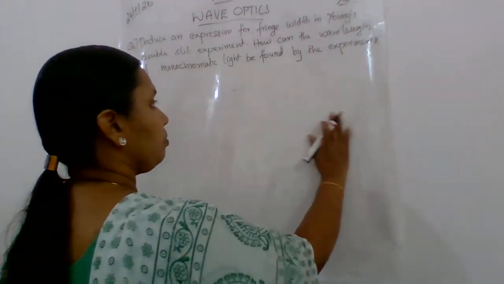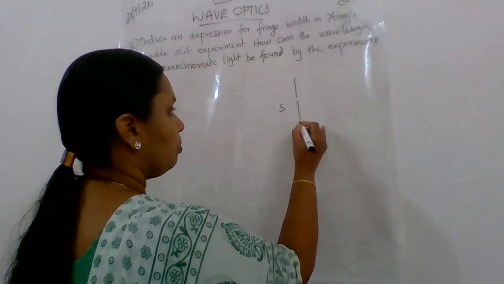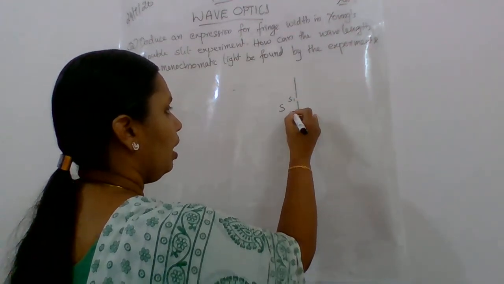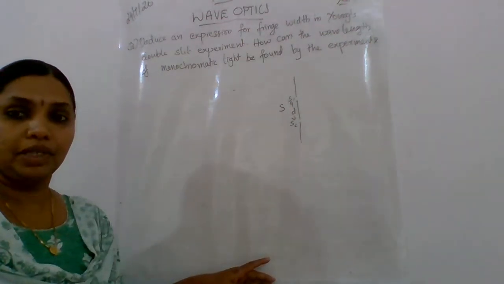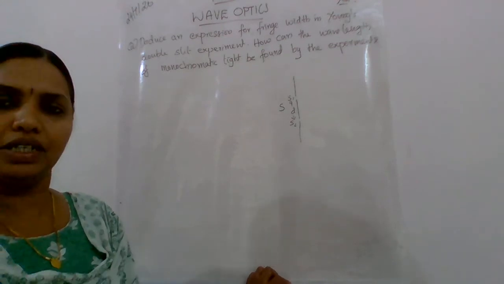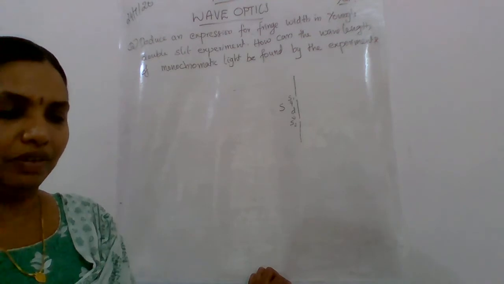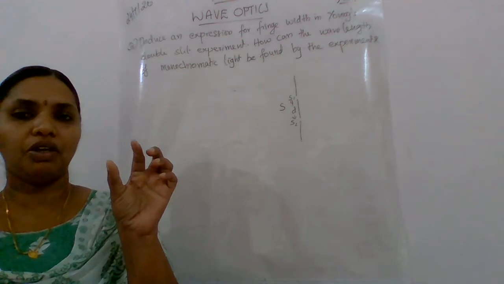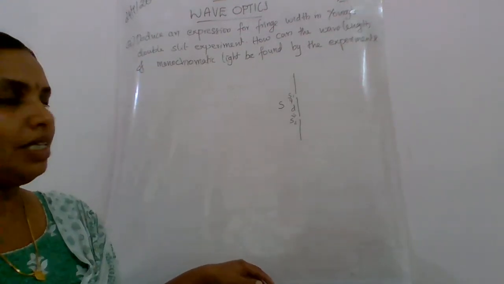So here from the source, the light is coming to two small slits, which we can call S1 and S2, and they are separated by a distance d. Okay, and remember that d should be very small. It should be in the millimeter range only. If you keep it in the meter range or the kilometer range, we can't observe interference; it won't happen. That is, the two sources of light should be very close. Okay, that gives a better interference pattern.